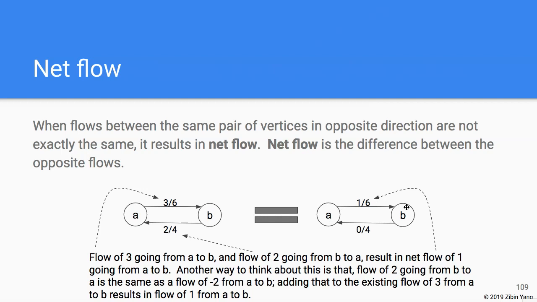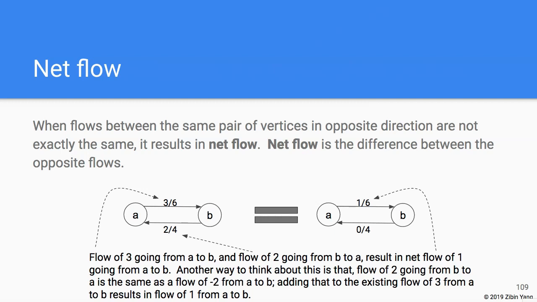Another way to look at it, a little more mathematical, is that the flow of 2 from B to A is the same as a flow of -2 going from A to B, right? That is by skew symmetry. So now we have a -2 flow plus a 3 flow, and when you add 3 to -2, that results in a net flow of 1 going from A to B.